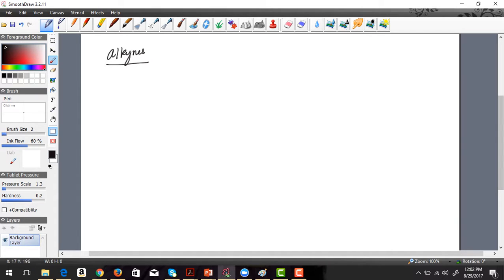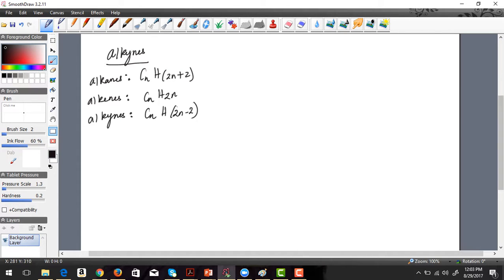Alkynes. Similar to how alkanes had a general formula of CnH2n+2, and alkenes had a general formula of CnH2n, alkynes have a general formula of CnH2n-2. So as with what we have done, to figure out if the compound contains a triple bond: these only have single bonds, these have both single and double bonds, and these have single and triple bonds.